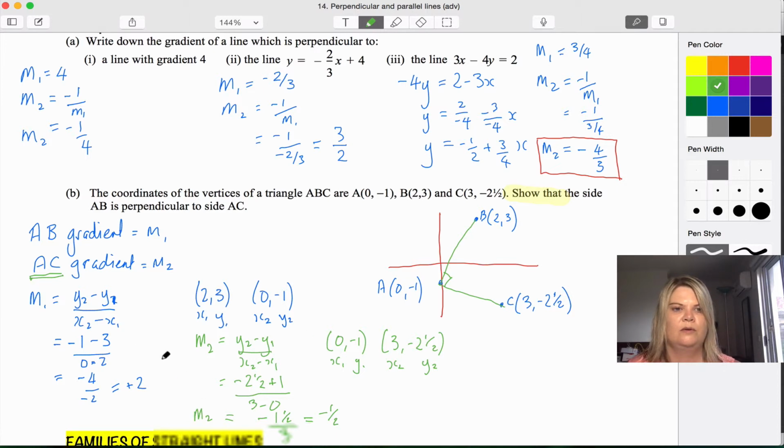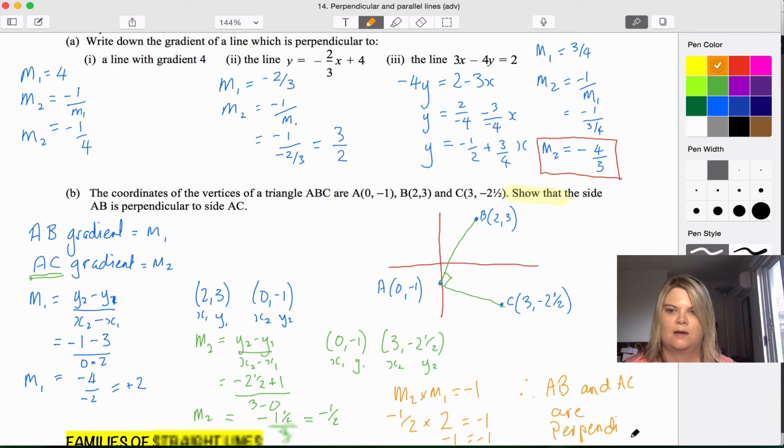So this is M2, this one here is M1, and we need to show that AB is perpendicular to AC. So if they're perpendicular, M2 times M1 will equal -1. M2 is -1/2, M1 is 2. It does equal -1, therefore AB and AC are perpendicular.